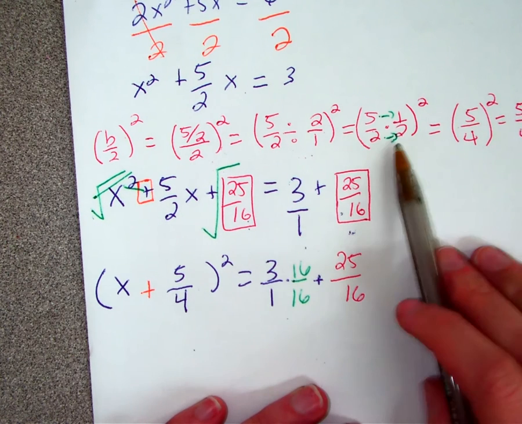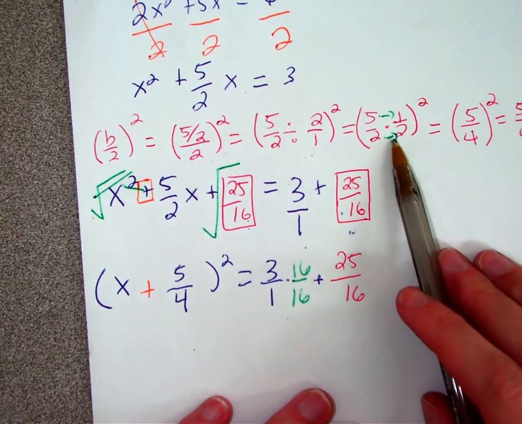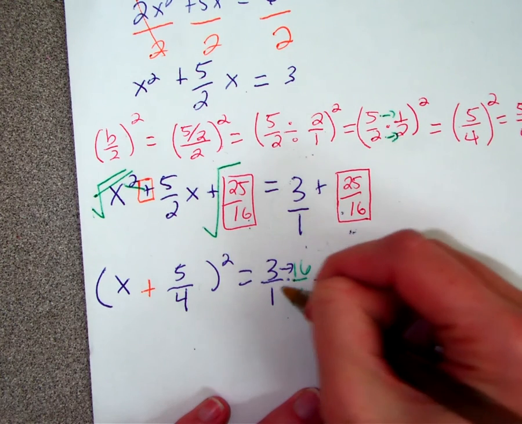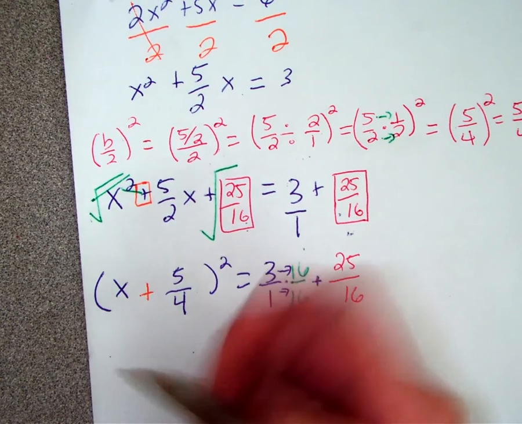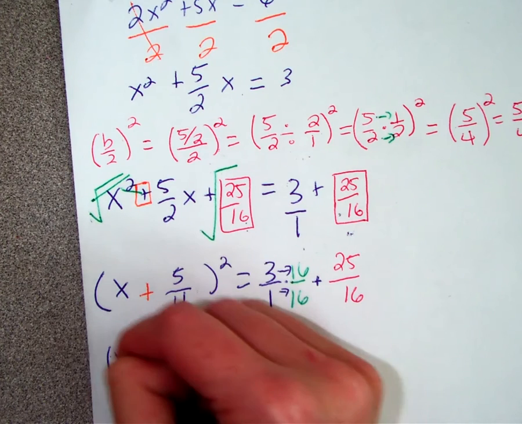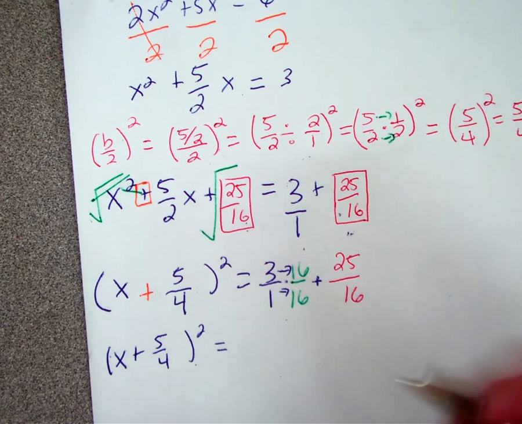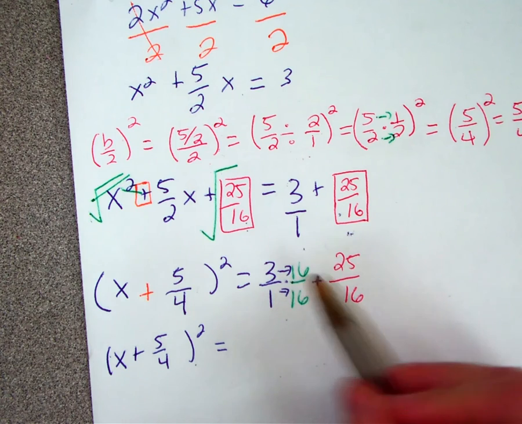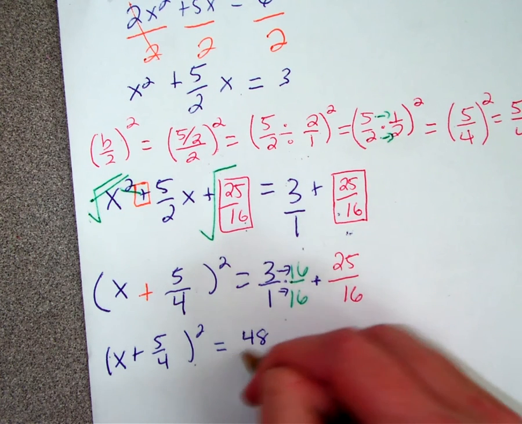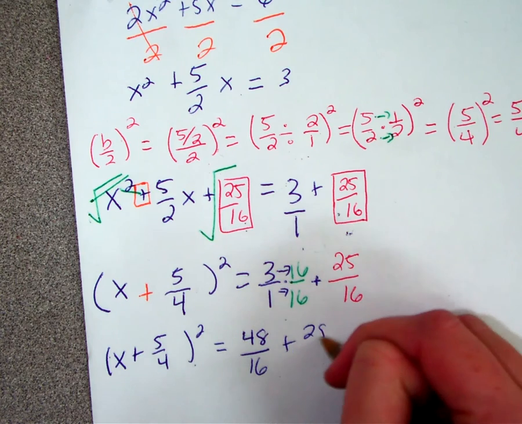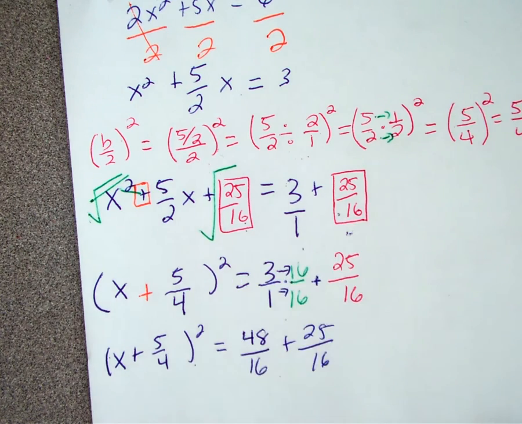All right, and like we said before, when we multiply 2 fractions, we just go straight across. So I'm going to multiply across. All right, so I'm just going to bring everything on down. So we got x plus 5 over 4 squared equals 3 times 16, which is 48, over 1 times 16, which is 16. Do we have a common denominator, you guys? Let's take a closer look.